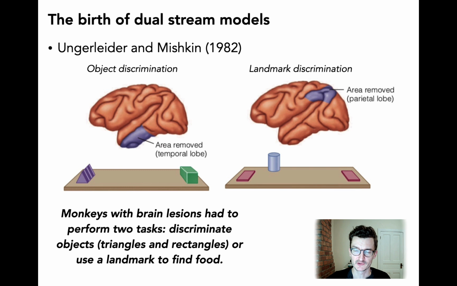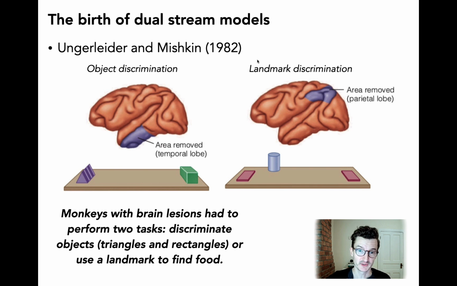And this idea that there are two visual processing streams in the brain dates back to this 1982 study by Ungerleider and Mishkin. And they were working with an animal model, so monkeys in this case. And they simply looked at how the behavior of the animals changed when they lesioned different parts of their brain. So in one case, there was a temporal lobe lesion, and in the other case, there was a parietal lobe lesion. And they had the animals do two different tasks, an object discrimination task and a landmark discrimination task.